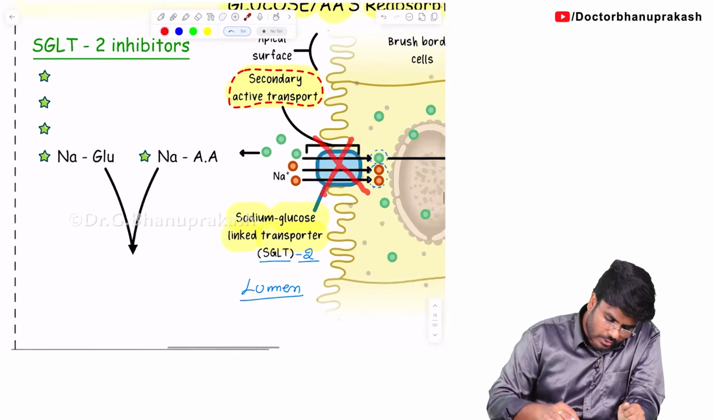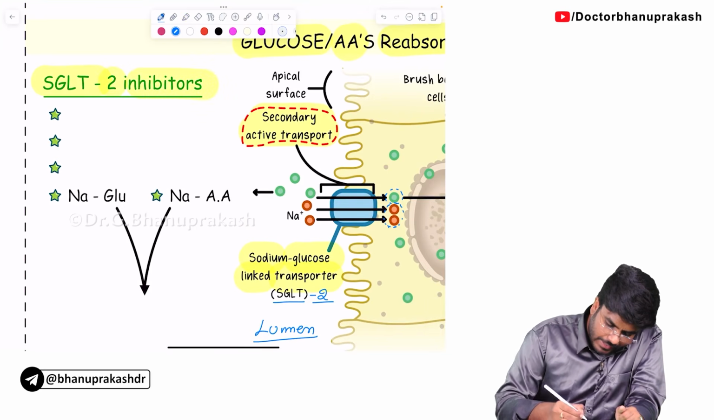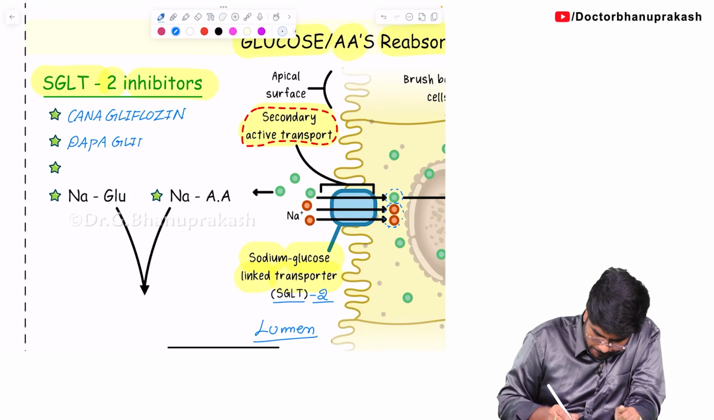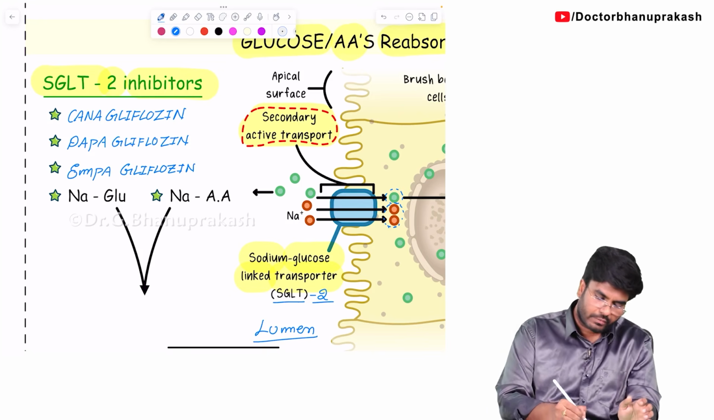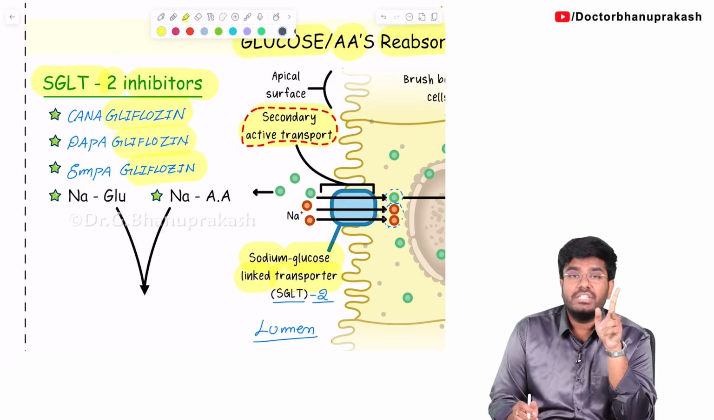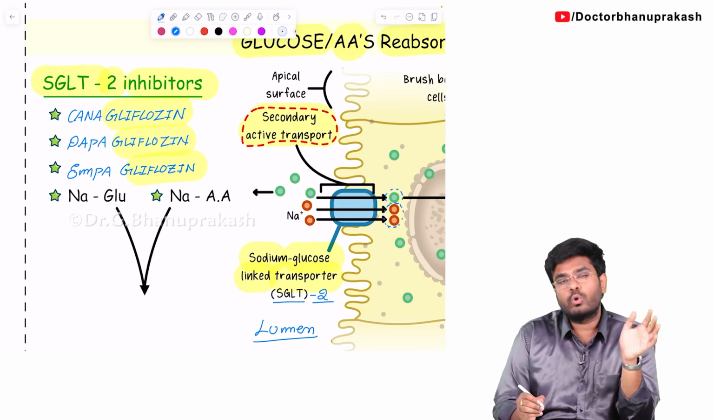So there are drugs called SGLT2 inhibitors. What are the examples of SGLT2 inhibitors? Canagliflozin, dapagliflozin, empagliflozin. Anything which ends with the word gliflozin. This gliflozin group of drugs, what are they? They are SGLT2 inhibitors. So they will cause glucosuria, glucose lost in the urine.